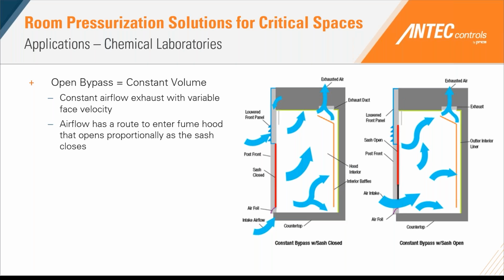The idea here is you have a louvered front panel at the top of the hood, so airflow has either a route to enter through the top of the hood or through the sash as it's raised up. Since the fume hood is constant volume, as your sash opens, it covers that louvered front panel, and air is able to enter through the sash, maintaining a constant target face velocity for containment. These types of fume hoods have been very common historically, but are now moving out of fashion due to the high energy demand required to maintain this hood at a constant volume set point.